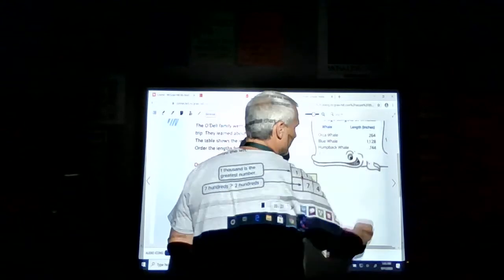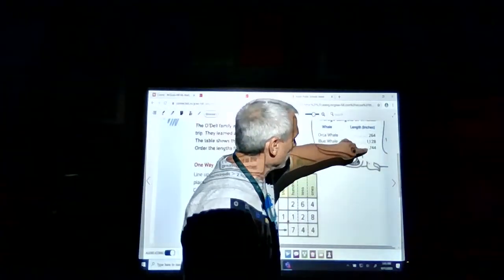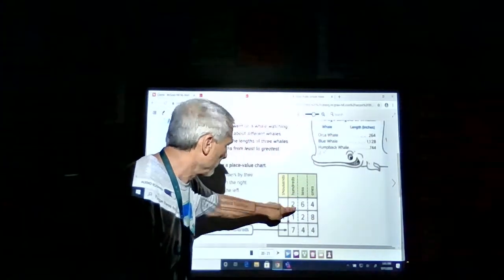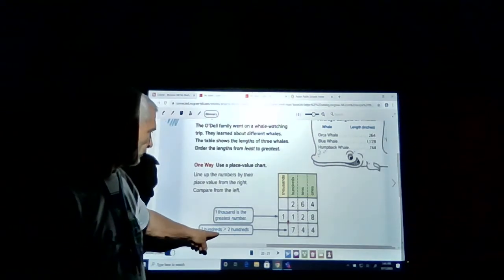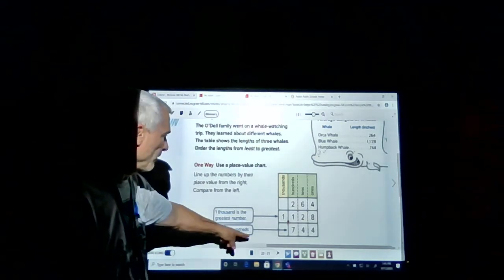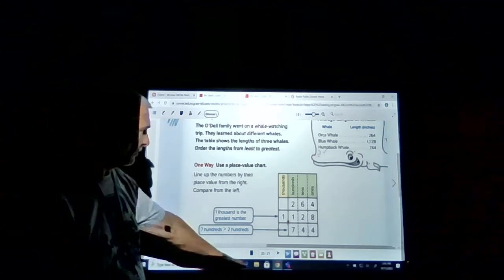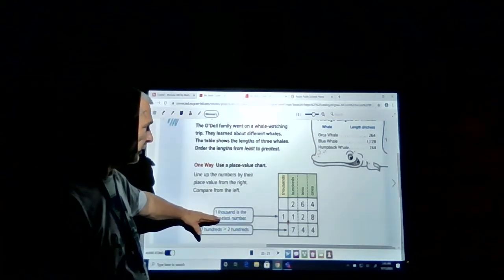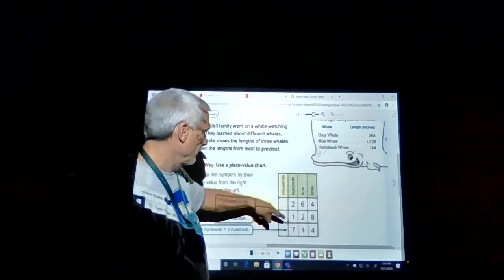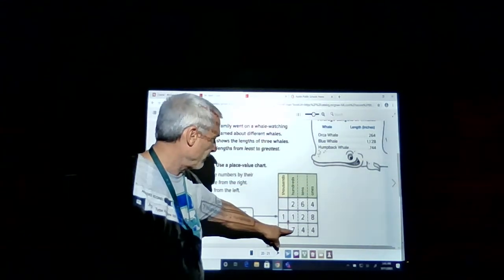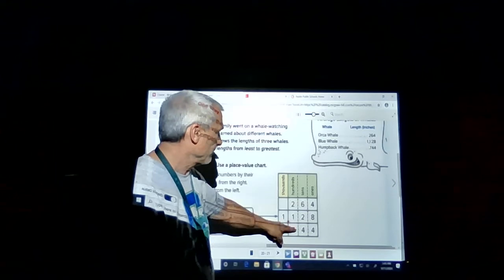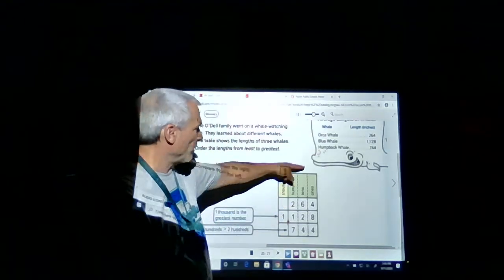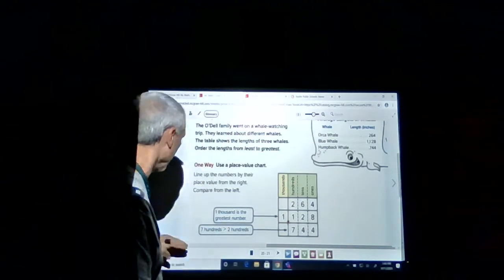Then we're going to look next at the hundreds. So if we look at those 2, the 7 and the 2, the 700s is bigger than the 200s, so we know that will be next. So the biggest whale, or the longest whale, is the blue whale. The next one, 7 in the hundreds and only 2 in the hundreds, is the humpback whale, and then the smallest, or the least, is the orca whale.